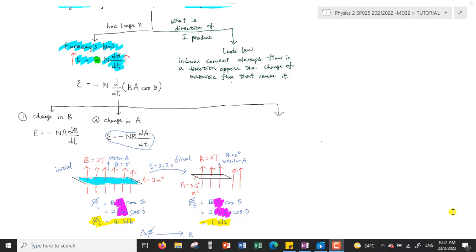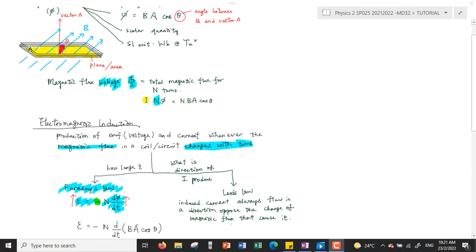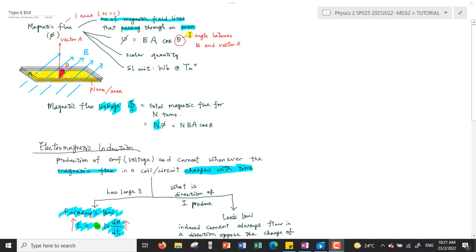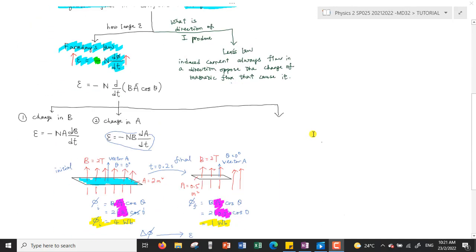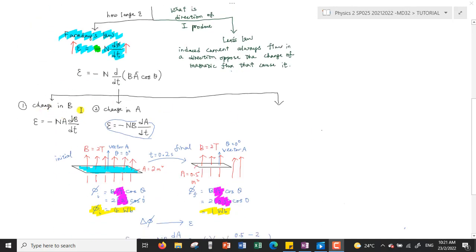Through the Faraday Law we can calculate how large is the EMF induced due to the change of flux over time. Since flux is BA cos theta, we find out that the change of flux might come from the change in B. So when there is a change in B, the EMF induced is negative NA dB over dt.